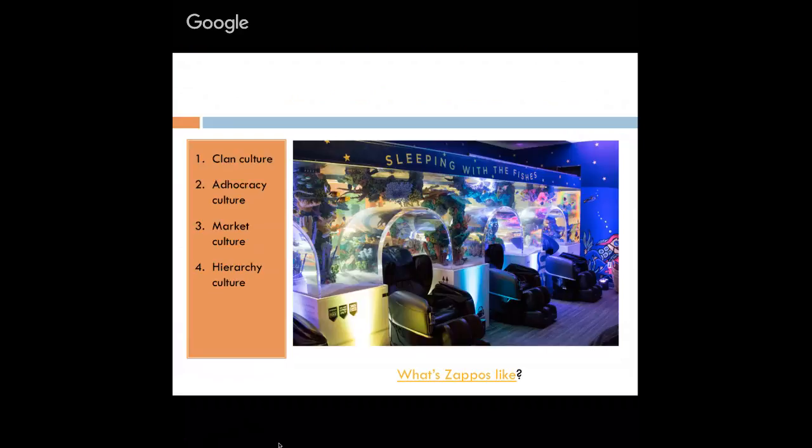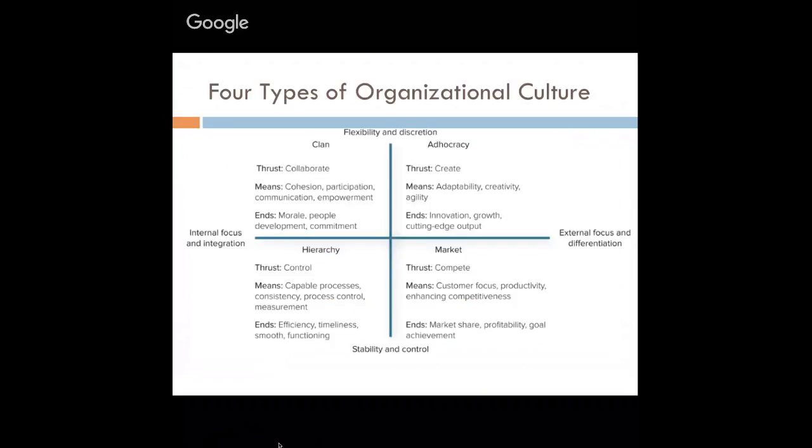So when we talk about culture, it's really important to also understand the different types, 4 types of organizational culture. So let's look at the 4 types of organizational culture. You have clan, autocracy, hierarchy, and market. If you look carefully, these 4 types of organizational cultures are actually on something called a competing values framework.